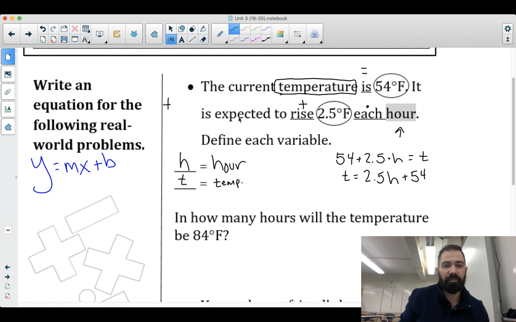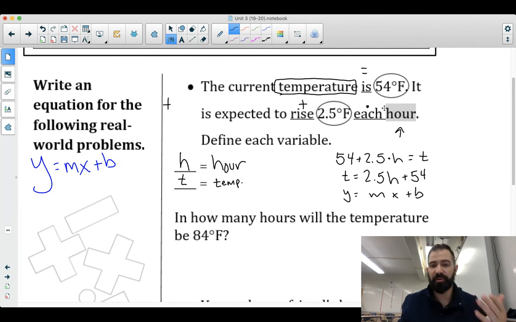Let's rewrite that right underneath there. Y equals mx plus b. I know it's a little weird because we did some flipping around. We started with a current temperature. We figured out some things that would go up each hour. The amount that goes up each hour is our slope. So if we were to graph that, this would be our slope. We would start at our y-intercept of 54.